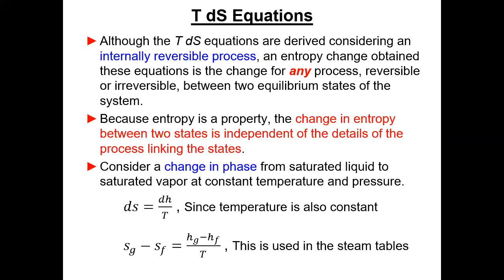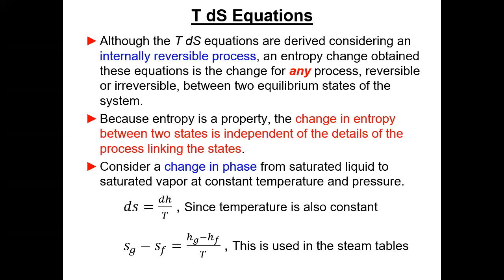Okay, so here's just a little example. Consider a change in phase from saturated liquid to saturated vapor at constant temperature and pressure. So we've got our piston cylinder, and we're going to transfer heat into it. The pressure is set by the amount of weight that's on the piston. It's frictionless. We're going to put heat into that thing, and we're going to boil off the liquid until we get all vapor in the container.